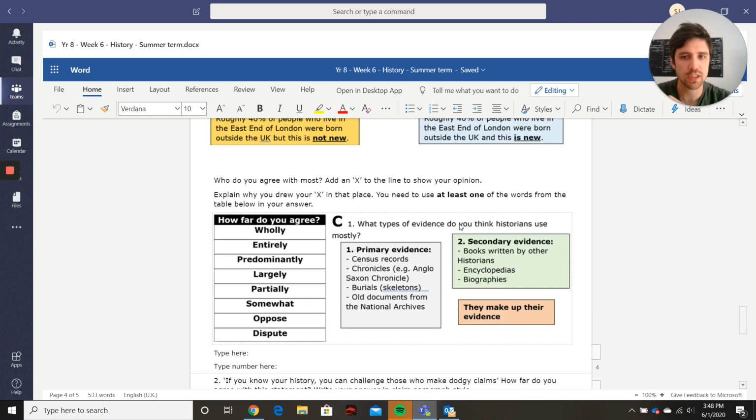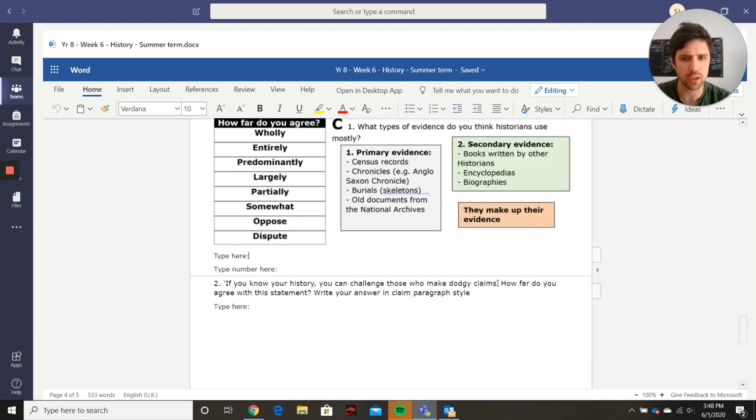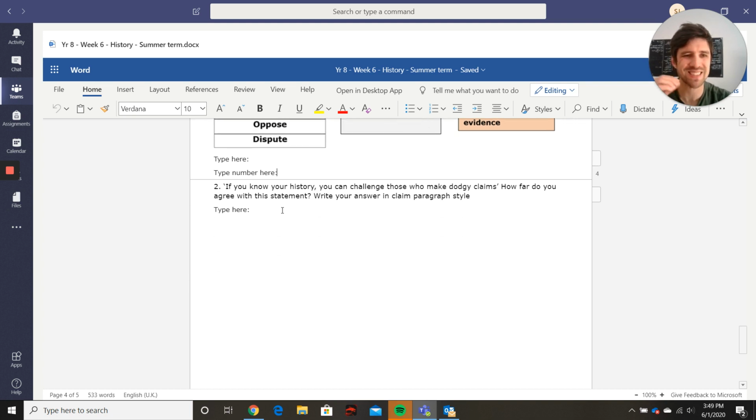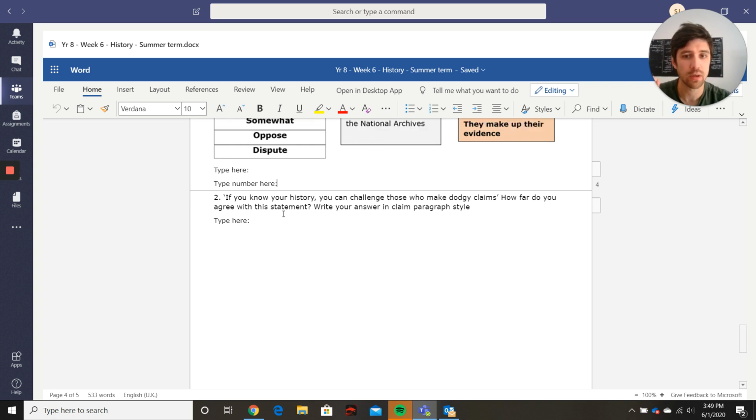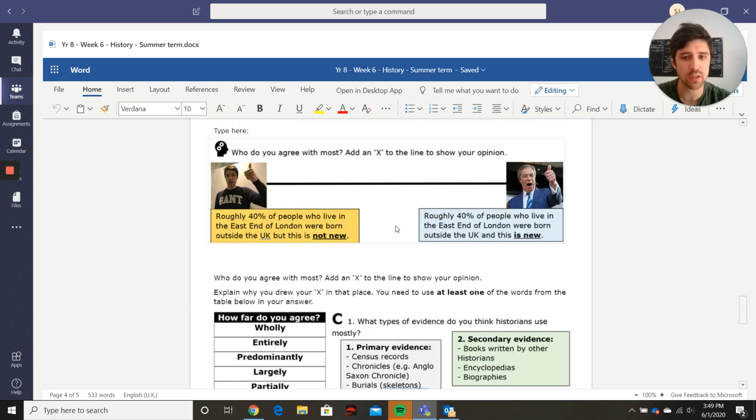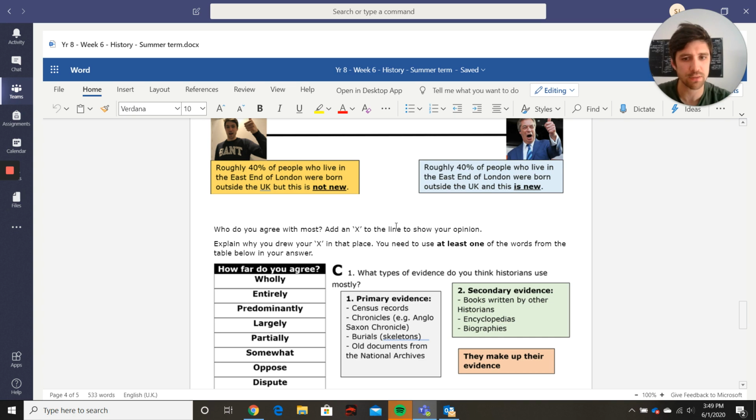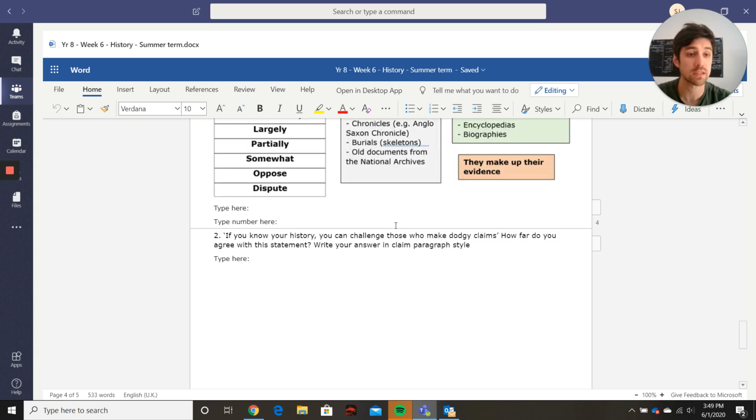And then you can move on to the challenge task where it asks you about the type of evidence that historians might use. Type the number here of what evidence you think they used the most. And then on the next page, there is a second challenge task that you can get on with. So all of this, if you're just doing the main tasks, should take you at least 5 or 10 minutes. If you're doing the challenge tasks as well, it should take you about 15 minutes. But that's the end of the lesson for this week. So I'll leave you to finish those tasks off.